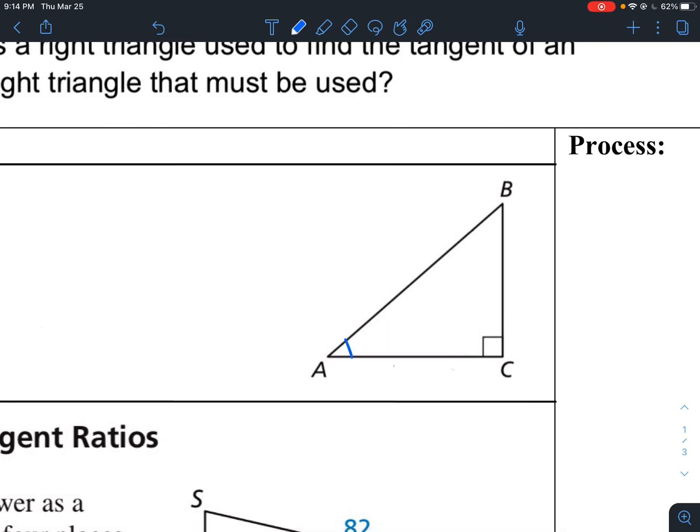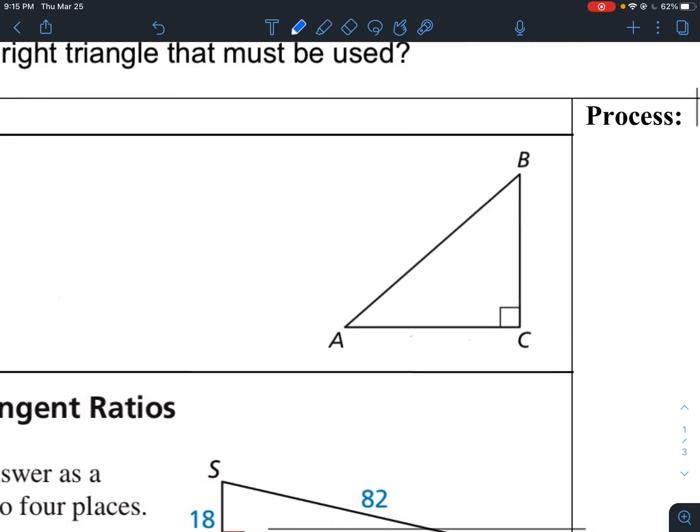Angle A and angle B have to be acute angles because the sum of these three angles has to equal 180 degrees. And if this is 90, that means the sum of A and B have to be complementary, meaning that A and B have to add to 90 degrees. And so that means both of them have to be less than 90 in order to add to 90 together. So that means they're acute angles. Okay, so we know that about the angles.